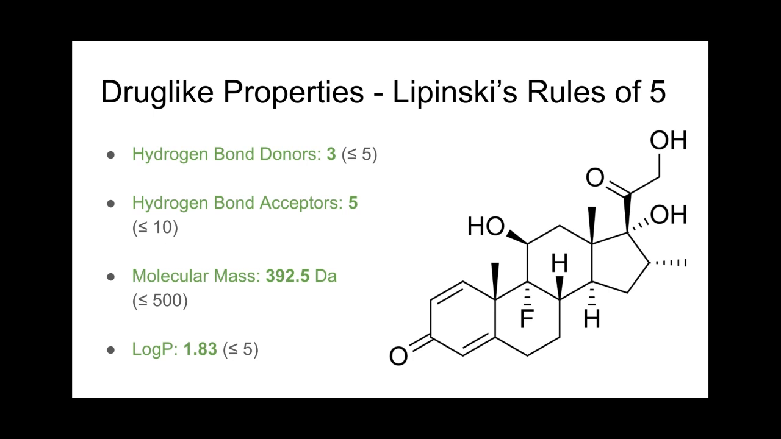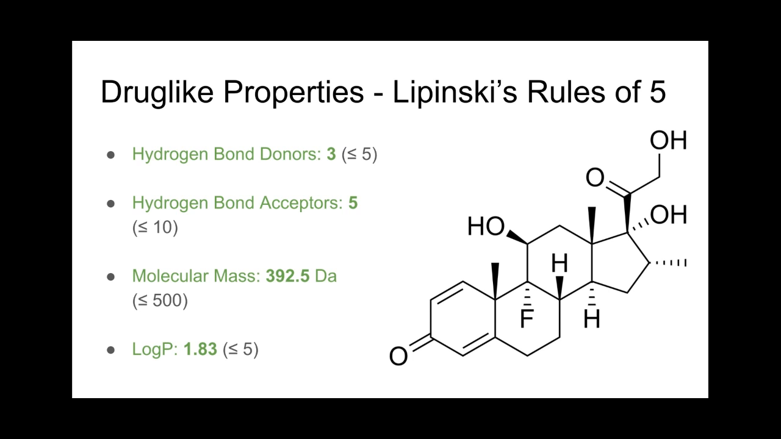Moving on to the drug-like properties. So dexamethasone does meet all of the criteria in Lipinski's rule of 5s. It has 3 hydrogen bond donors, the 3 hydroxyl groups, which is less than the cutoff of 5 hydrogen bond donors. It also has 5 hydrogen bond acceptors, which is less than the cutoff of 10. And all the hydrogen bond acceptors are oxygen atoms.